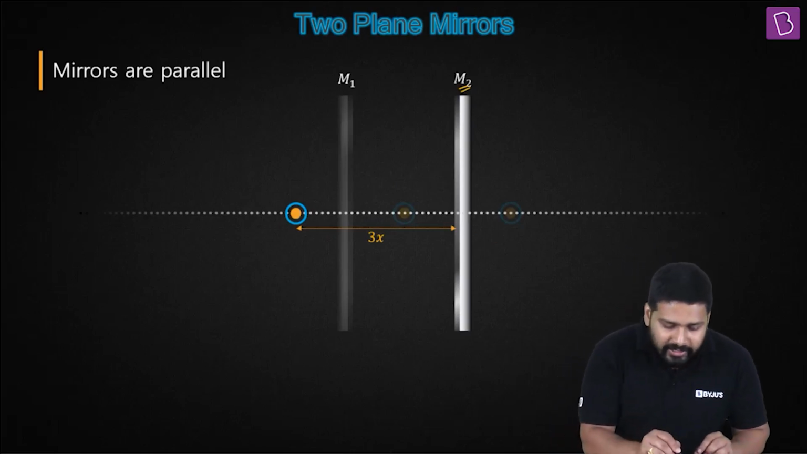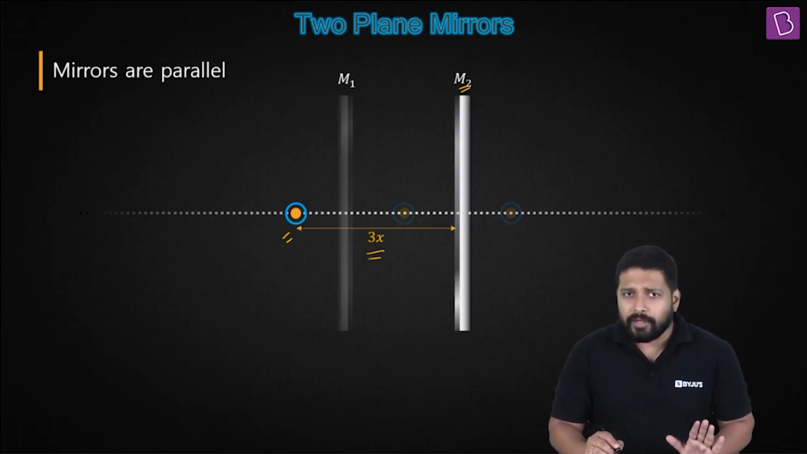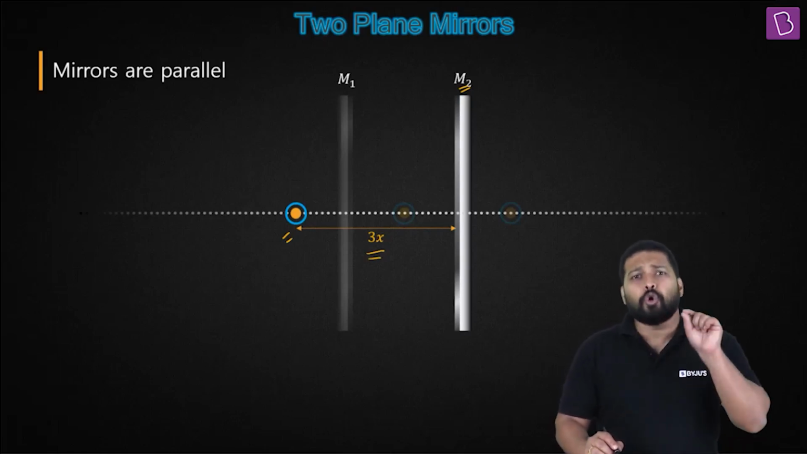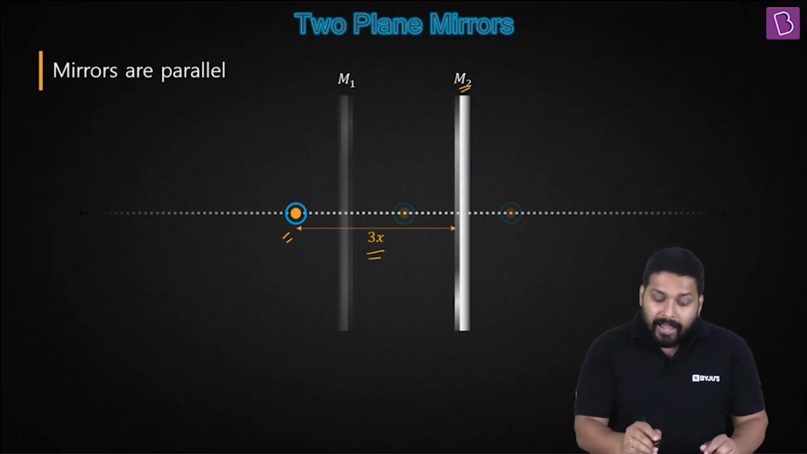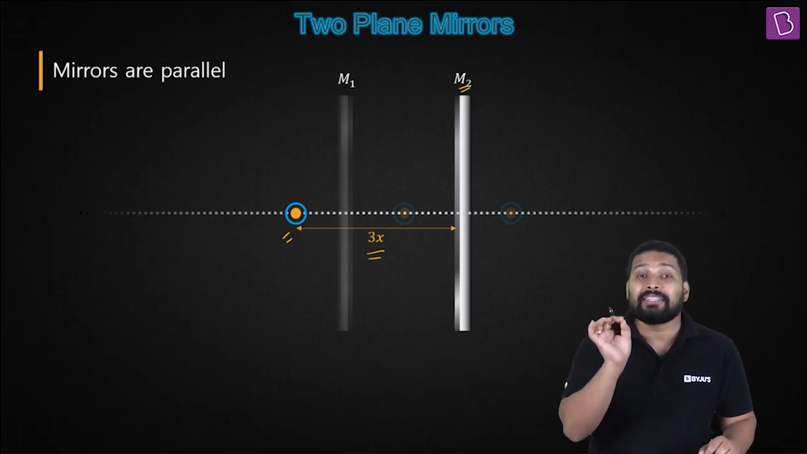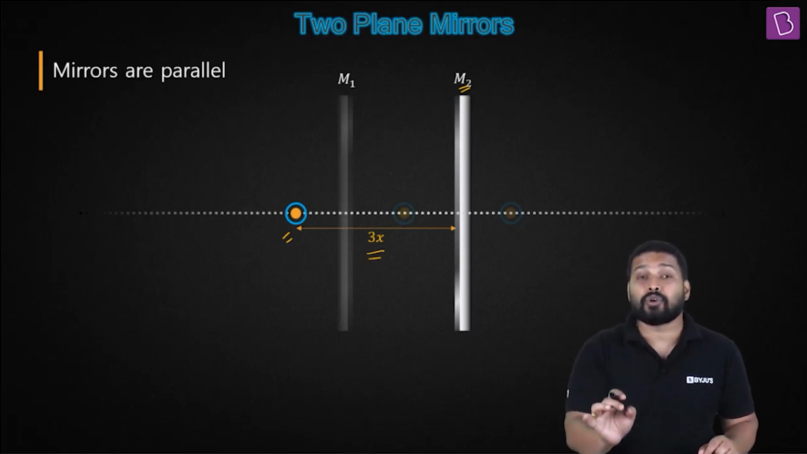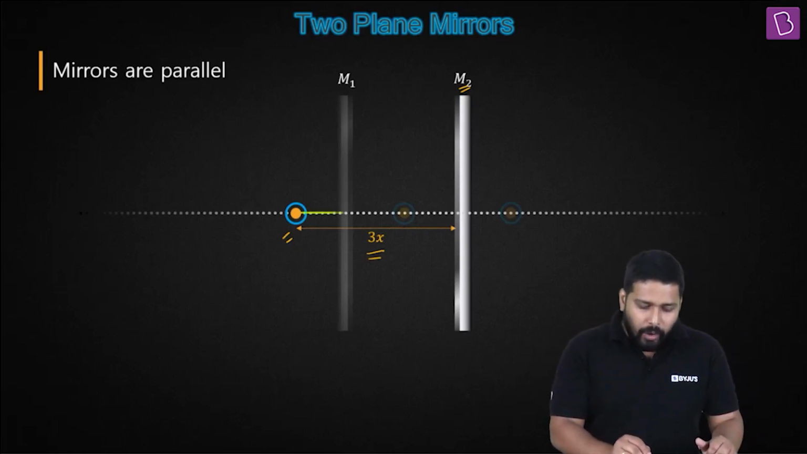So when you are looking at this image, which is at a distance of 3x, you have to think that there is no mirror 1, because this image is going to act as an object for the second mirror. And this is going to form an image in the second mirror exactly at the same distance, that is exactly at a distance of 3x inside the second mirror. Understand this concept, right? So how does it happen?